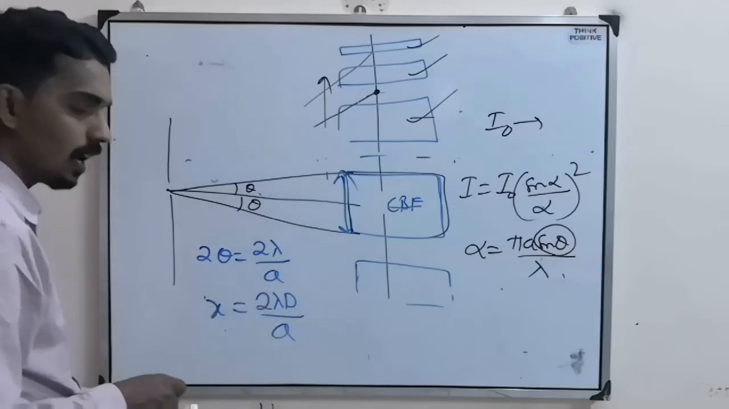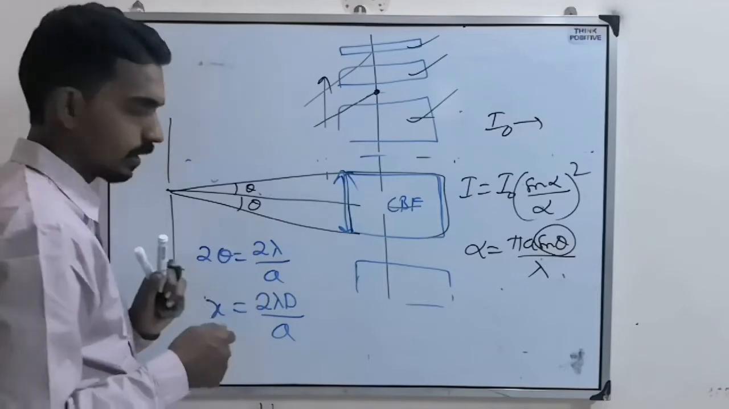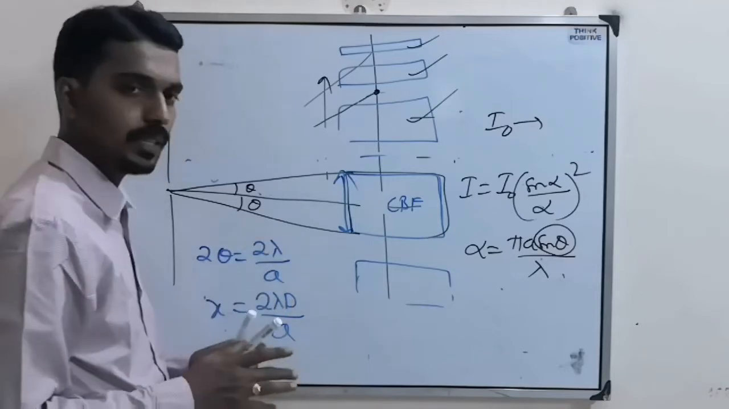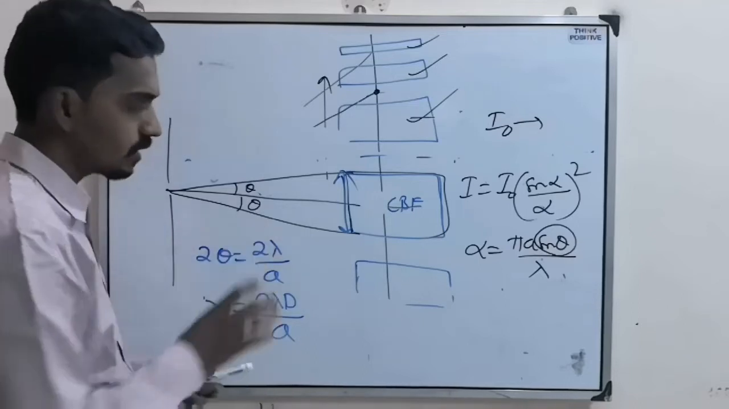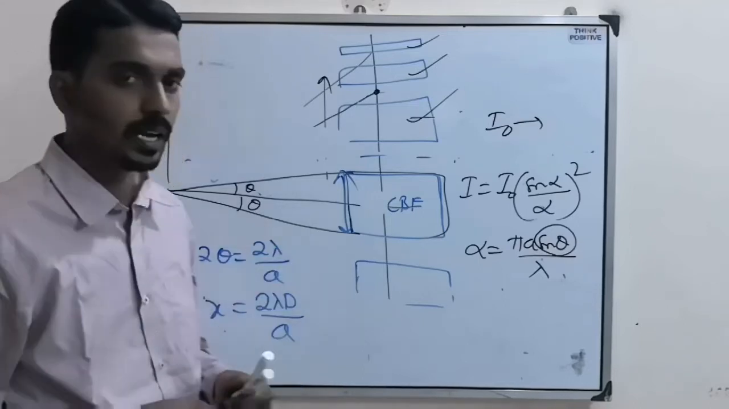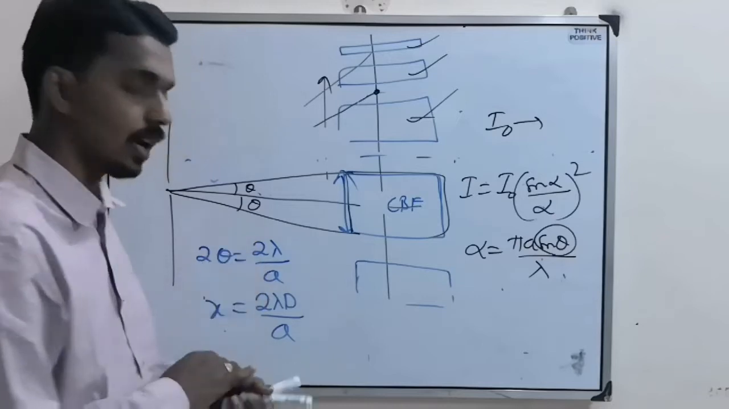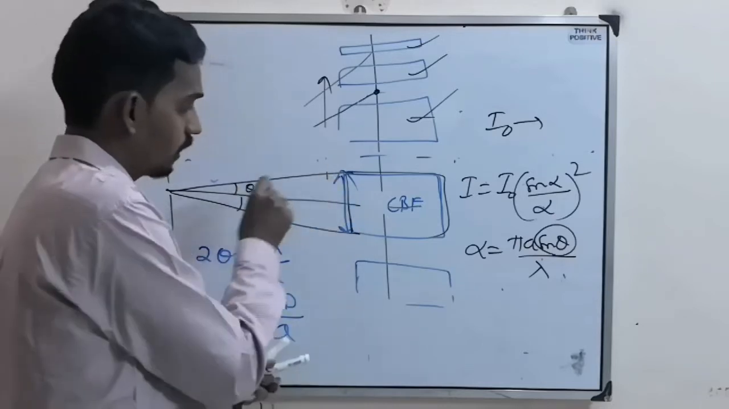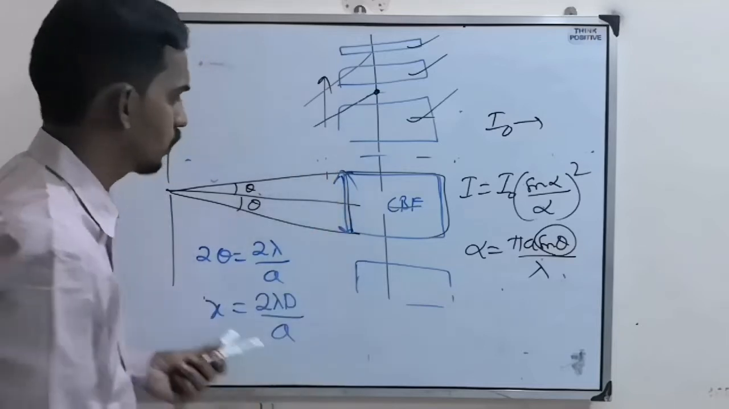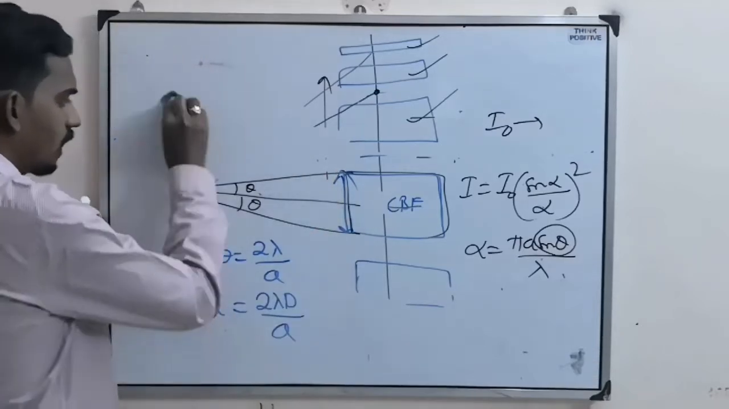If you observe the formula, for linear width, d will be there. For angular width, d will not be there. Even in previous conditions, the same thing. So based on this, they can ask you questions on the central maxima. Most of the times they ask what is the width of the central maximum, angular width or linear width. So this way they can ask questions.